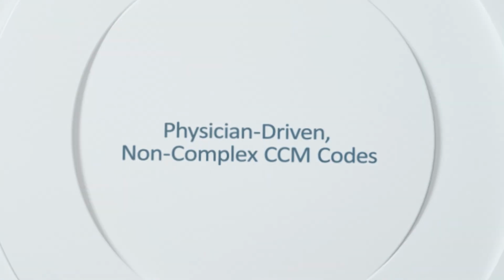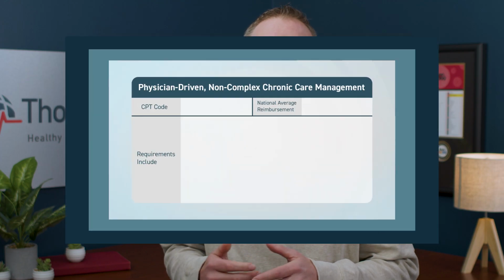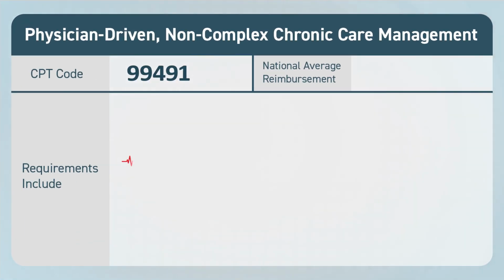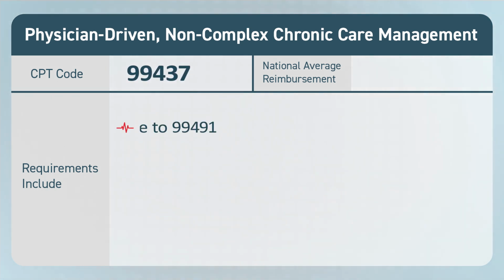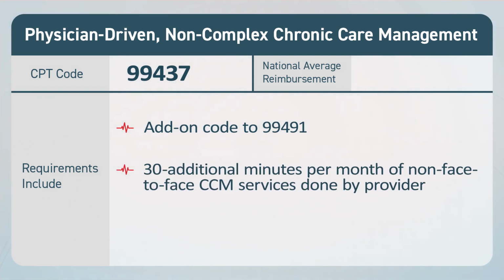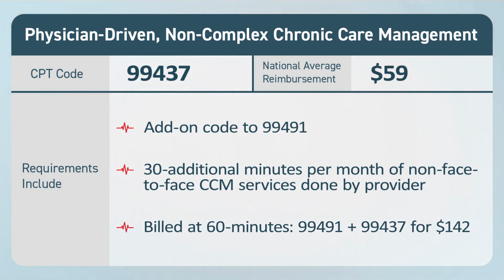Finally, the physician-driven series of codes for non-face-to-face CCM services. The first code is 99491 for 30 minutes of physician non-face-to-face CCM time and has a national average reimbursement rate of $83. There's also an add-on code, 99437, for an additional 30 minutes of physician time. 99437 has a national average reimbursement rate of $59, billed at 60 minutes with code 99491, for a total reimbursement of $142. So there you have it, the 2024 updated CPT codes for chronic care management.